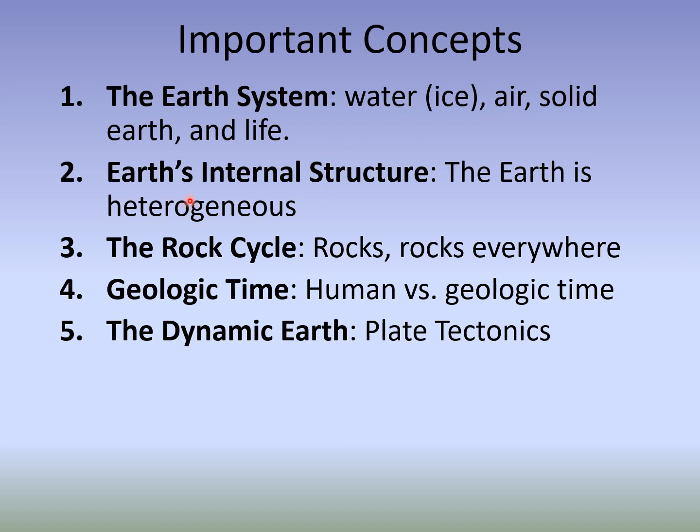So then we also have the Earth's internal structure, and the Earth is heterogeneous. What that means is made of different things. Hetero means different, geneous means origin, so different origin or different components. And so the Earth's internal structure is made of different things, and that's expressed on the surface. That's how we know that. So we'll talk about that a little bit. We've got the rock cycle, so there's rocks everywhere, right? And rocks cycle very similar to the water cycle. We'll talk about both of those things.